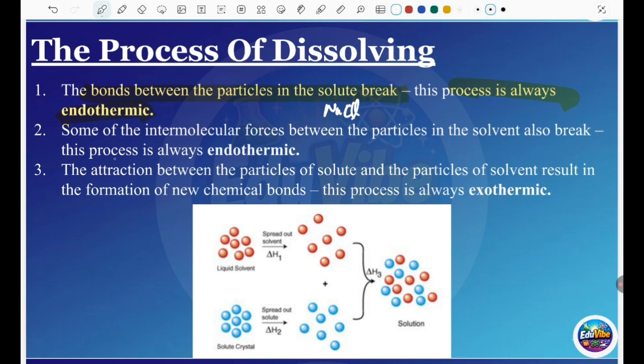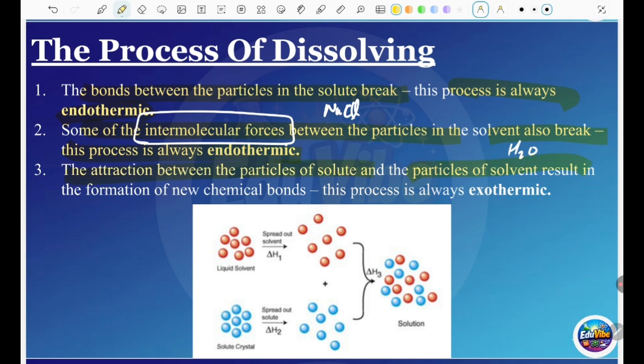The second step: the intermolecular forces between the particles in a solvent also break. So now the intermolecular forces in the solvent, which is water, can also be broken. We discussed intermolecular forces already in the first chapter. And this process is also endothermic. At the last step, the attraction between the particles of the solute, which are breaking, and the particles of the solvent results in the formation of new chemical bonds.